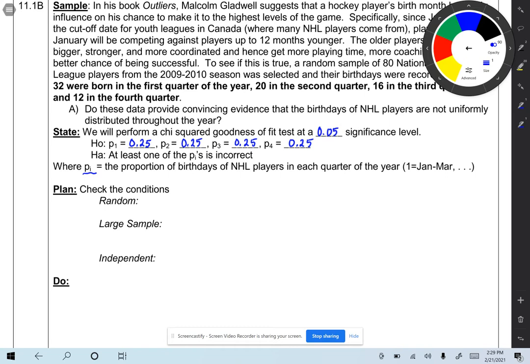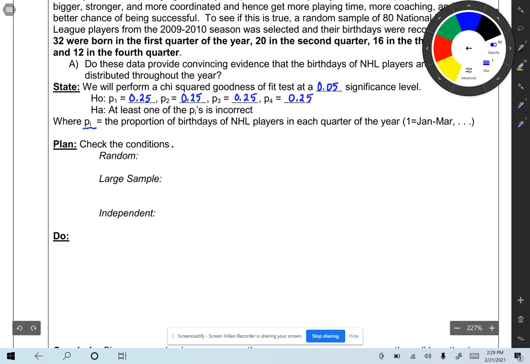Okay, in our plan, check the conditions, and if the conditions work, we will perform a chi-squared goodness of fit. It says this is a simple random sample of 80 NHL players from 2009, 2010.